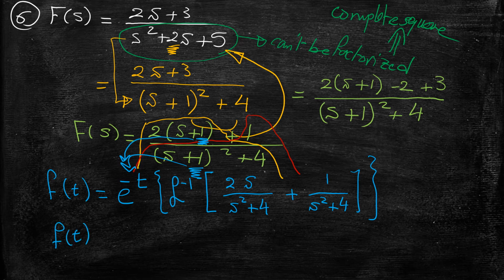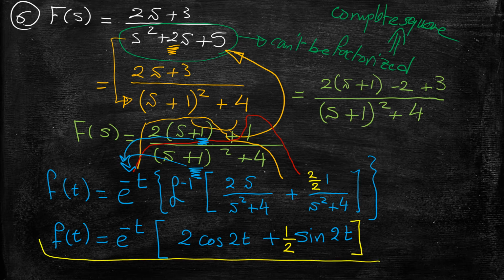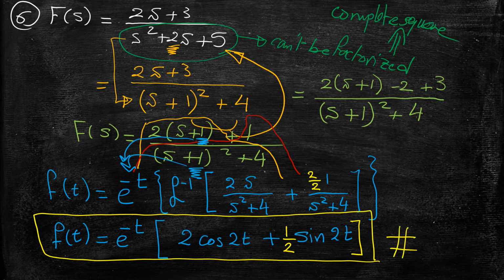So let's put it down here: e to the power minus t. The first part will be 2 cosine of the square root of 4, which is 2t, plus sine 2t. But remember, we need to have 2 here, so I will just multiply by 2 over 2, and I will have this half factor here. And this will represent our result for the inverse of the Laplace transform of this given function.